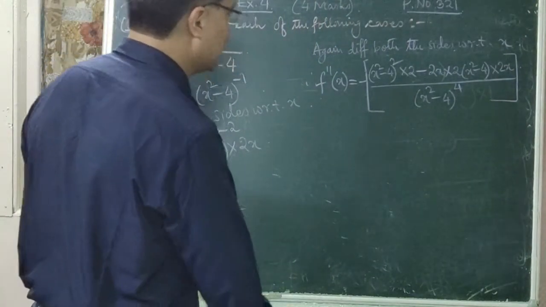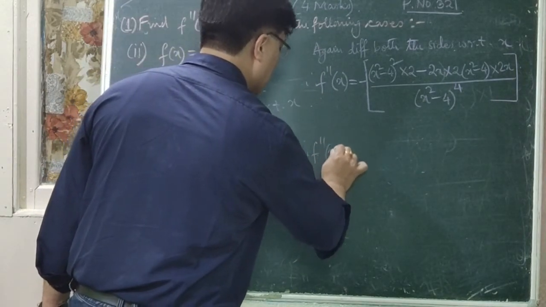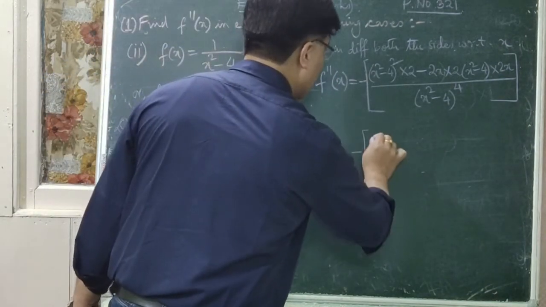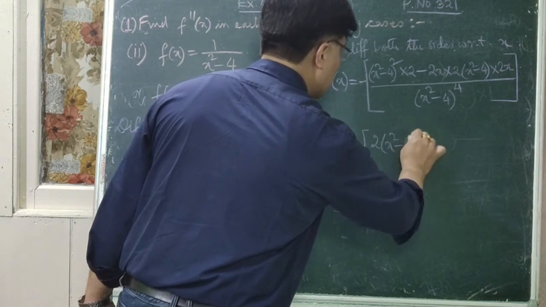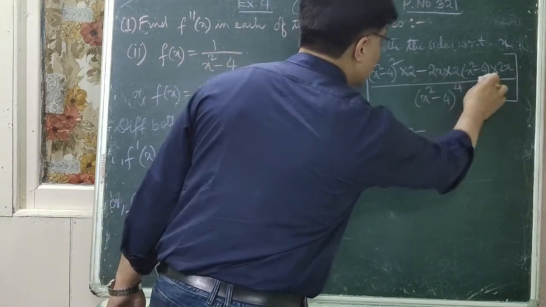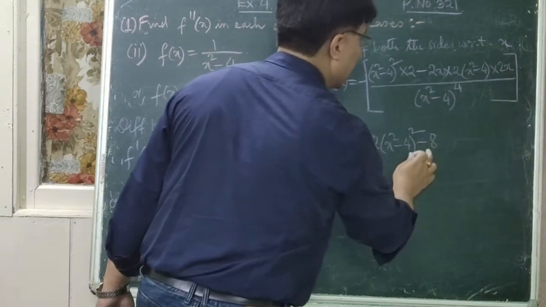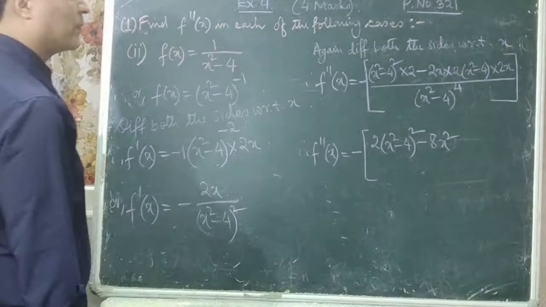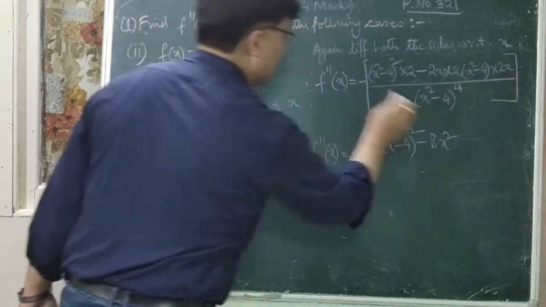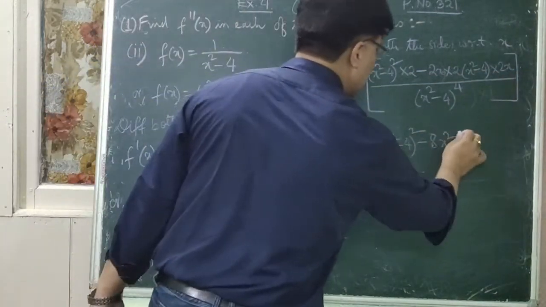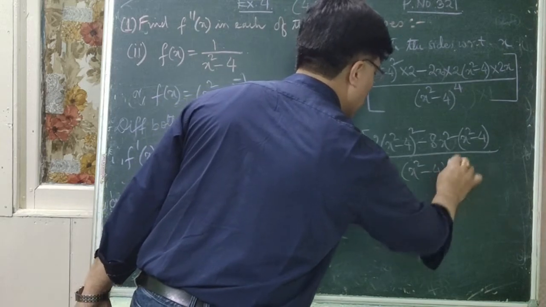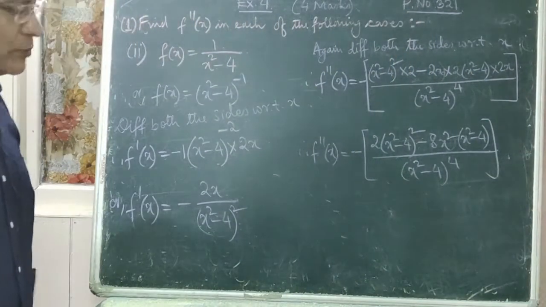Now let us simplify it once again. So therefore f double dash of x is equal to, now minus sign is there. Now here within third bracket we have 2 into x square minus 4 whole square, right? So minus 2 fours are 8, x into x is x square. Now comes x square minus 4, whole divided by x square minus 4 whole to the power 4. Here third bracket is closed.